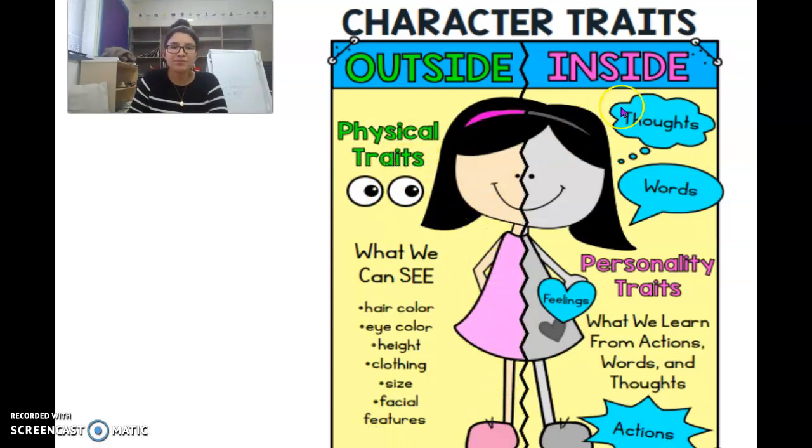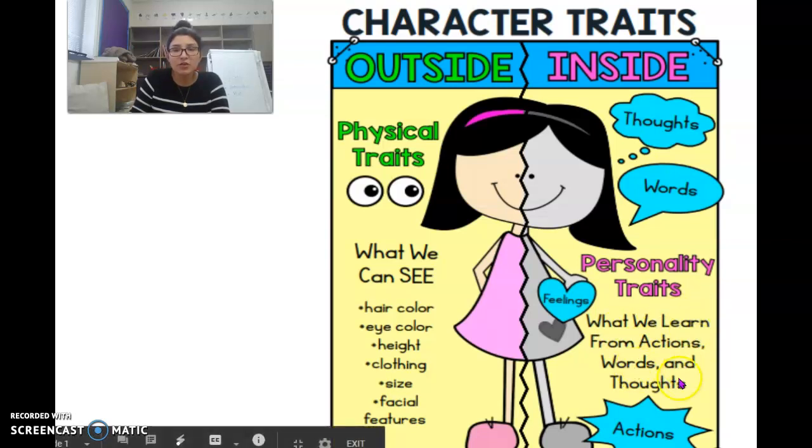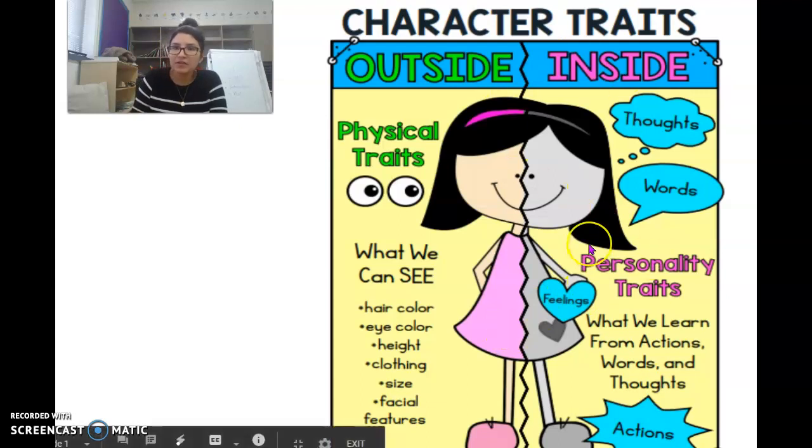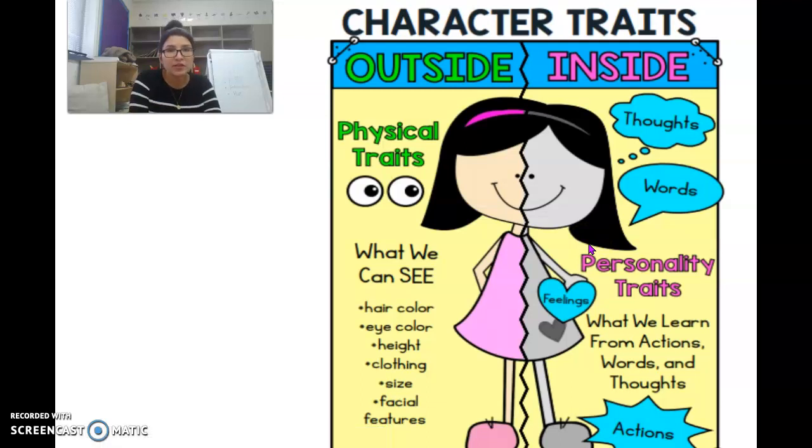Okay, inside is personality traits. Go ahead and say that with me. Personality traits. Okay, personality traits is what we learn from actions, words, and thoughts. So the thoughts that she has in her mind, the words that she speaks, how she feels, the way she behaves, her actions, okay? So let's just pretend, because this is just a little example, this little girl, I bet she's nice. So she says nice words, has positive thoughts, does nice things, behaves well.